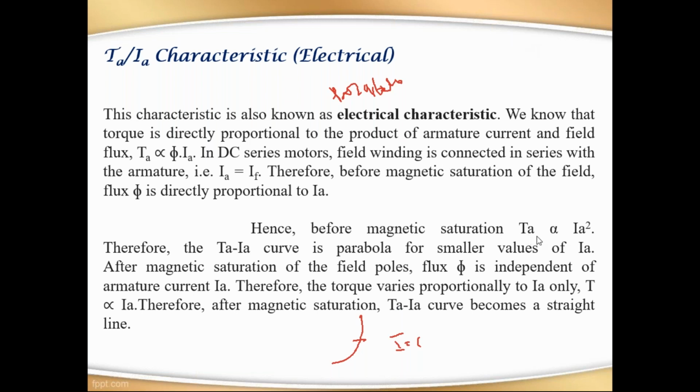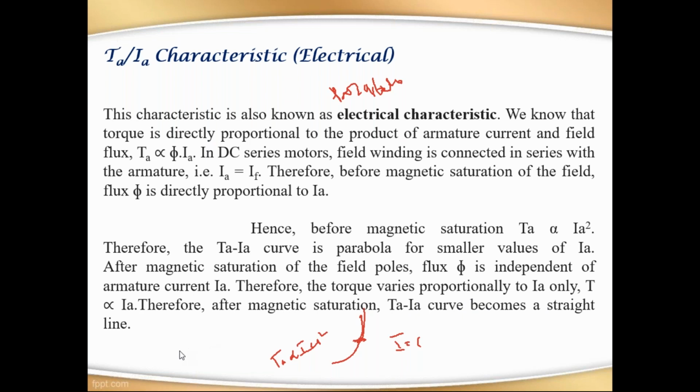Before magnetic saturation, the armature torque is directly proportional to Ia square. Up to this point, before saturation, the armature torque changes as the square of the armature current. In this condition the armature torque and armature current look like a parabola. For small values of Ia there is a huge change in the armature torque. After magnetic saturation the flux is independent of armature current, so the armature current is constant. Now the graph should be like this: the armature torque versus armature current becomes a straight line.